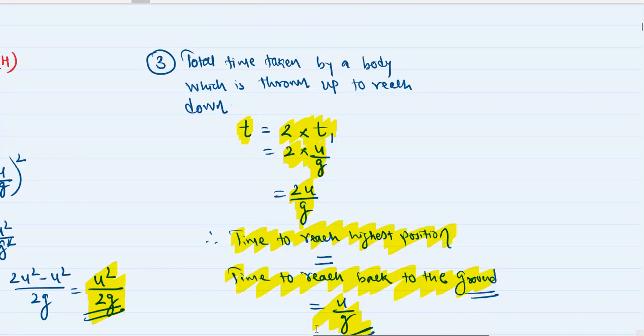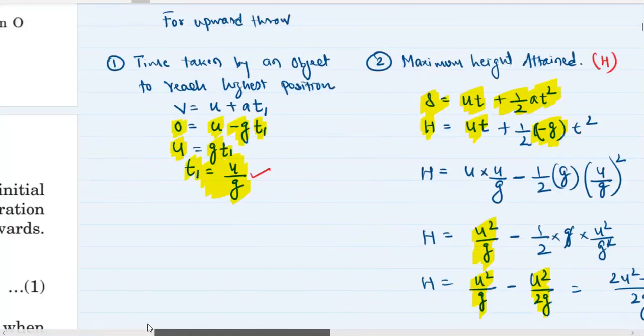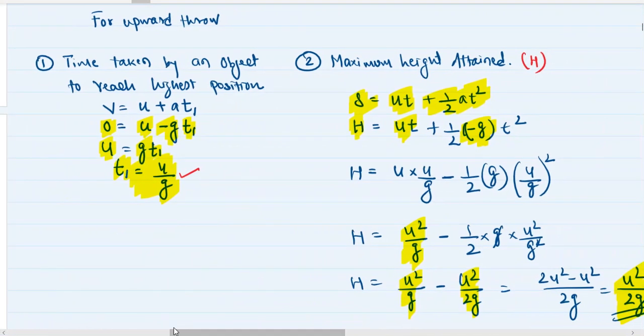So these are the three important parameters which we can derive using the upward throw and equations of uniformly accelerated motion under gravity. So wherever there is a, we consider it to be minus g because it is upward throw. Upward throw is motion against gravity, so it is retarded motion. So that's why we are taking minus g. Okay, so this was upward throw.